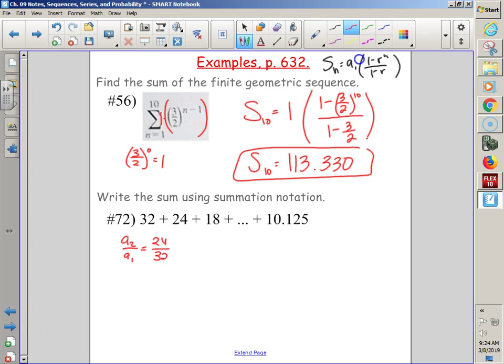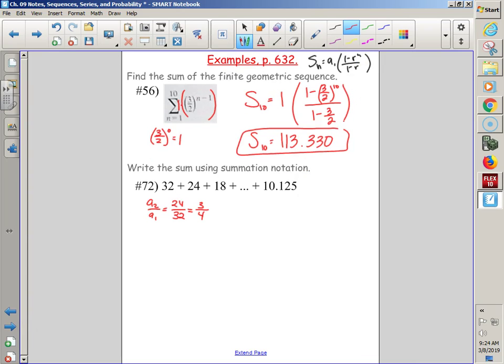24 over 32. They're both divisible by 8, and you will get 3/4. 18 over 24, divisible by 6, 3/4, and then you could keep on going from there. So 3/4 is your common ratio.